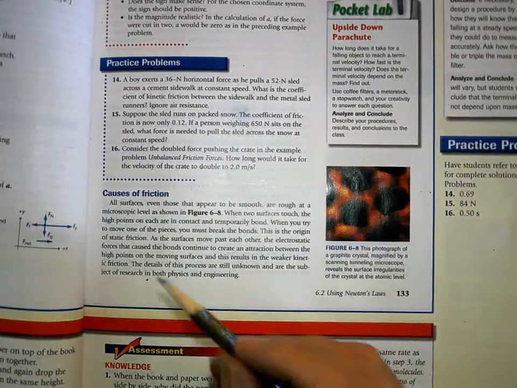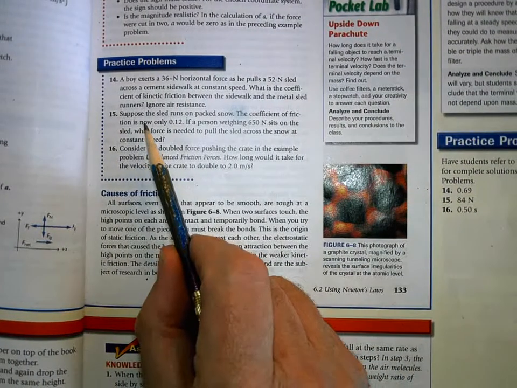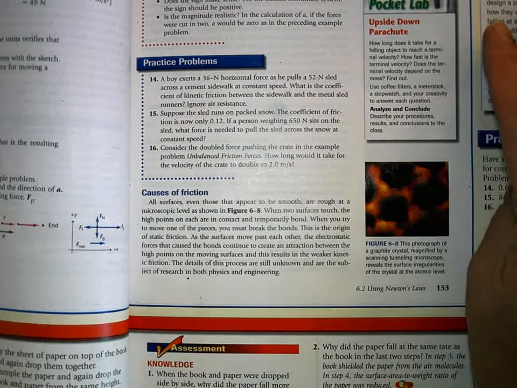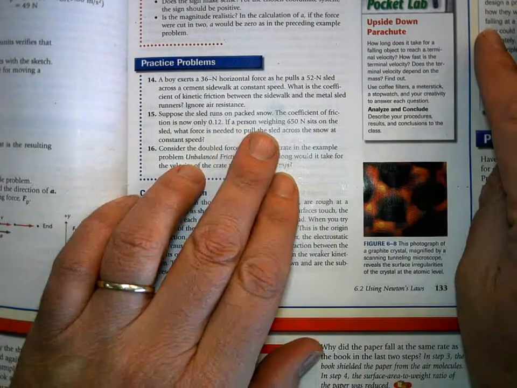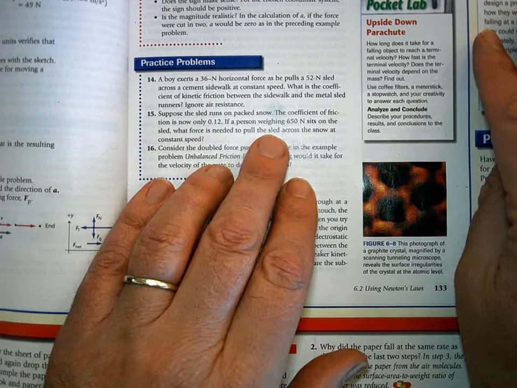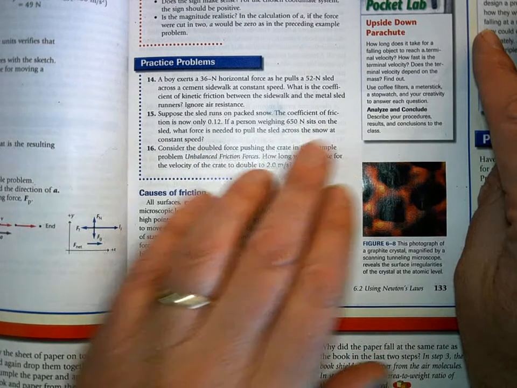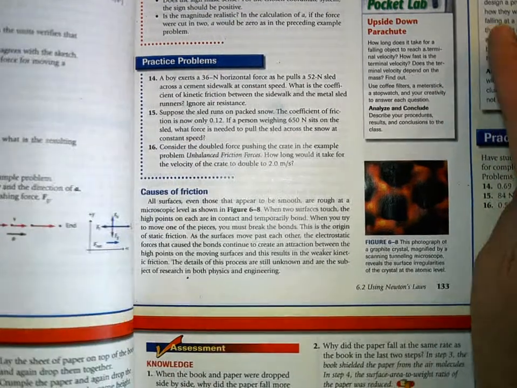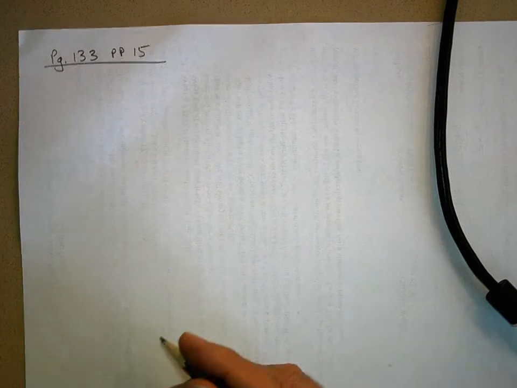Let's do practice problem 15 on page 133, and here it is. It says, suppose the sled runs on packed snow. The coefficient of friction is now only 0.12. If a person weighing 650 newtons sits on the sled, what force is needed to pull the sled across the snow at constant speed? So, let's draw a picture of this problem.